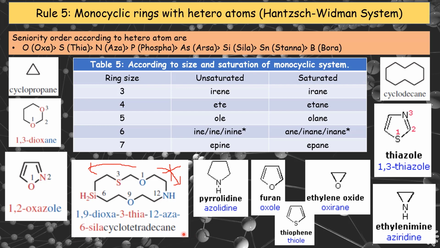So we can use the same concept when it is a cyclic ring with unsaturation. How are we going to name it? Let's take one example. What would be the nomenclature according to the Hantzsch-Widman system? Oxygen is the heteroatom, so the name will be oxo. It is a 5-membered ring, and unsaturation is present, so it will be ol. So it is written as oxole. If it is a 5-membered ring without any unsaturation, then it would be written as oxolane.